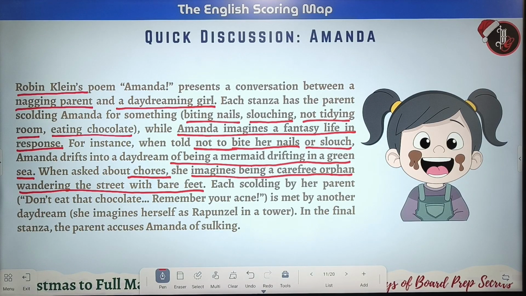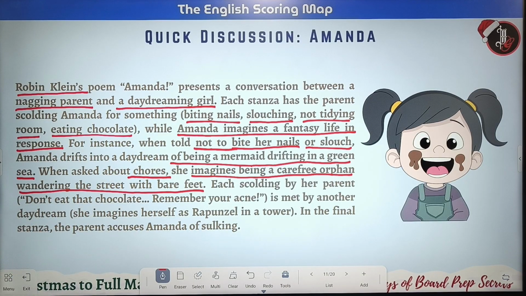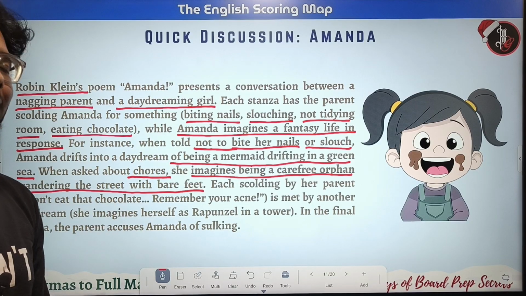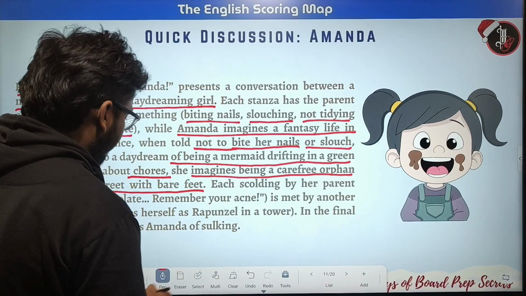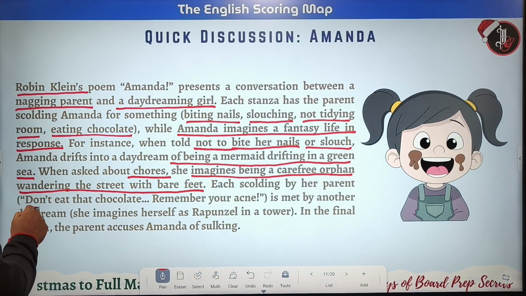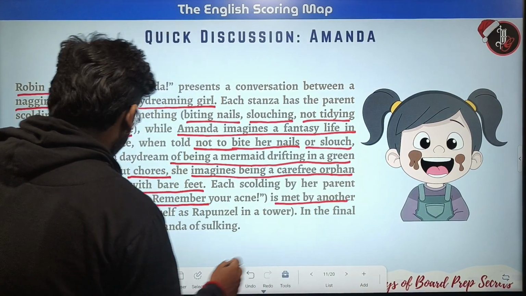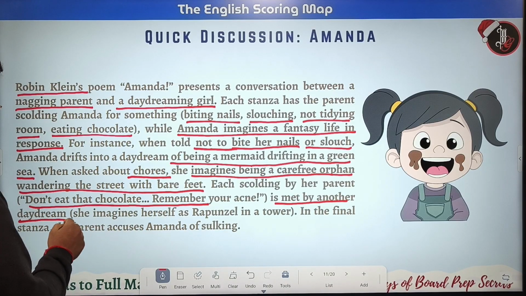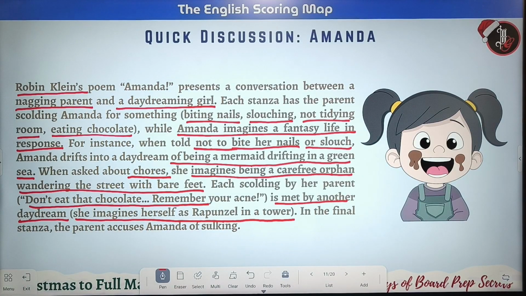Each scolding by her parent, like, don't eat that chocolate, remember your acne. So once one of her parents just scolded her by saying don't eat that chocolate, remember your acne. She had acne. She is met by another daydream. She imagines herself as Rapunzel in a tower. So when she was scolded for eating a chocolate, she's met by another daydream, in which she imagines herself as Rapunzel in a tower.